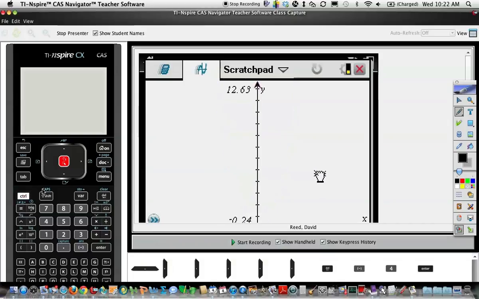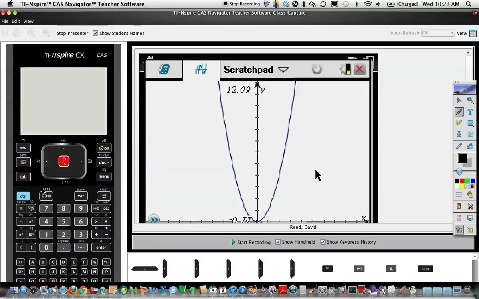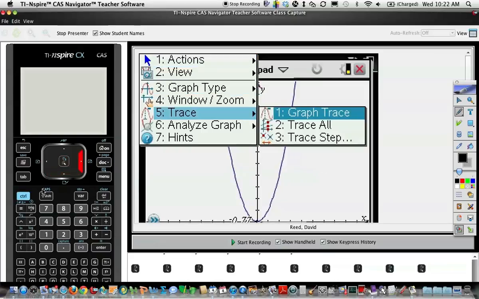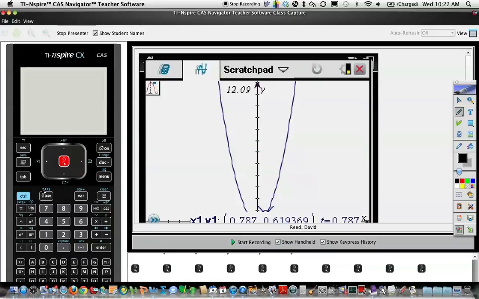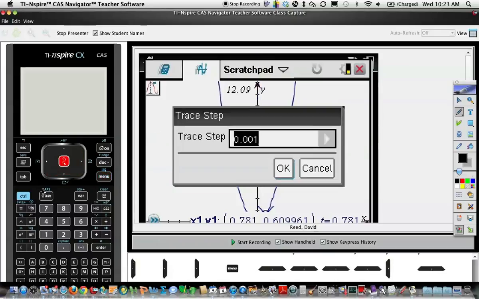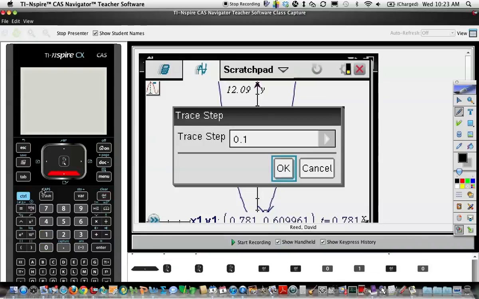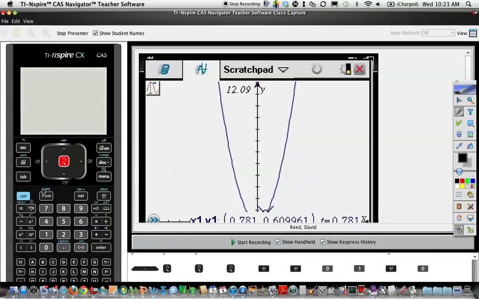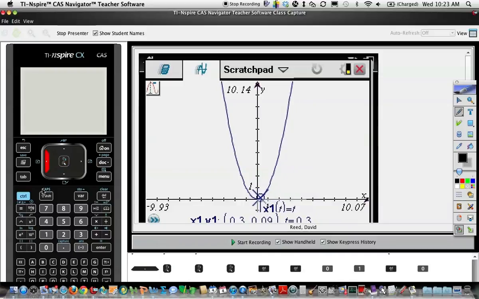And now I want to trace. So let's go ahead to trace, and let's just trace around a little bit. Arrow to the left. Really small. Go to your trace step. Change it to 0.1. Think it would be too large? I don't know. Oops, I missed the point. Okay, got it.